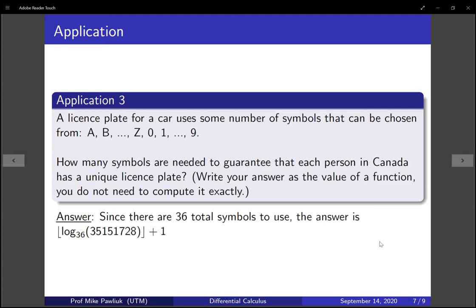Here we see that since there are 36 total symbols, 26 letters and 10 digits, then the answer will be the population of Canada, base 36. So log base 36 of this, you take the floor and you add 1. So this is the answer because if we were only allowed to use the digits 0 to 9, this would be log base 10. There would be 10 symbols to choose from. But because we have 36 symbols to choose from, we're taking log base 36.